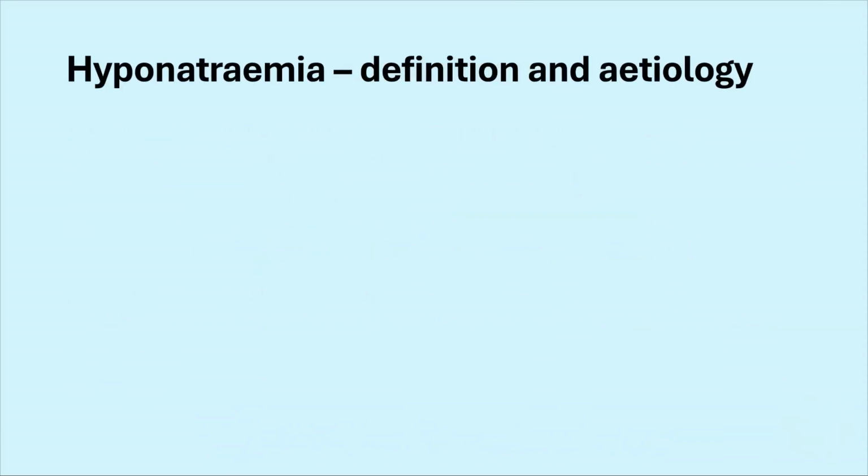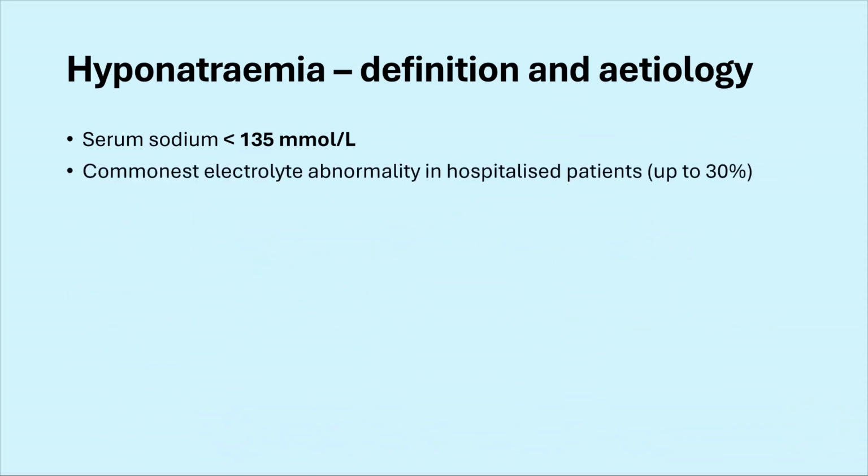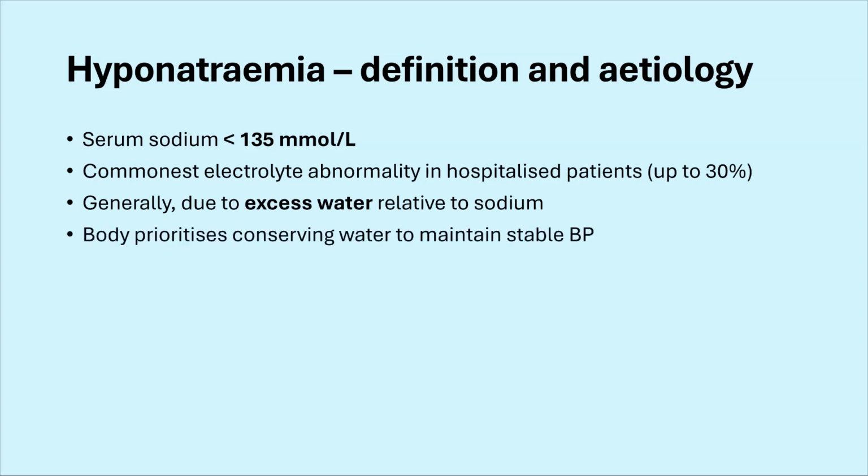Okay, so what do we mean by hyponatremia? Hyponatremia is defined as a serum sodium less than 135 millimoles per liter. It is the commonest electrolyte abnormality in hospitalized patients, and it is often due to excess water relative to the sodium. This is because the body prioritizes conserving water in order to maintain a stable blood pressure.